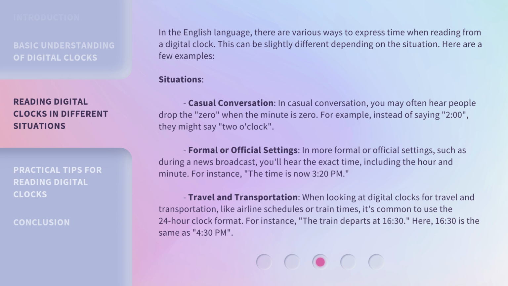Travel and transportation. When looking at digital clocks for travel and transportation, like airline schedules or train times, it's common to use the 24-hour clock format. For instance, the train departs at 16:30. Here, 16:30 is the same as 4:30 p.m.